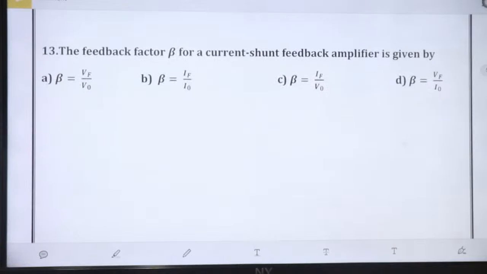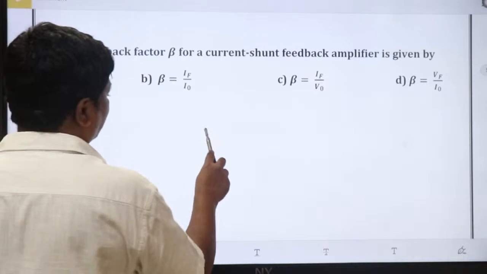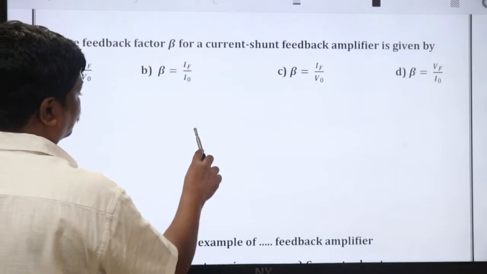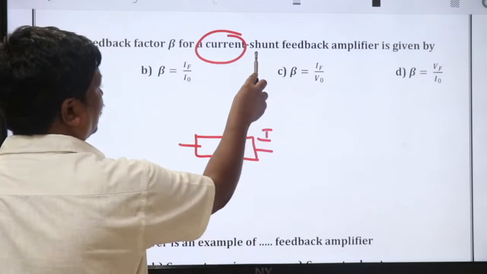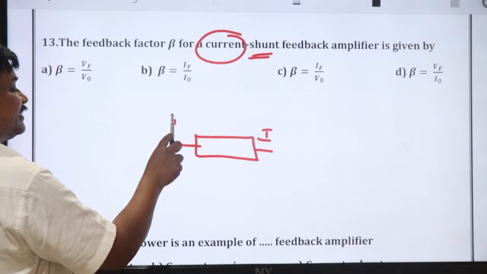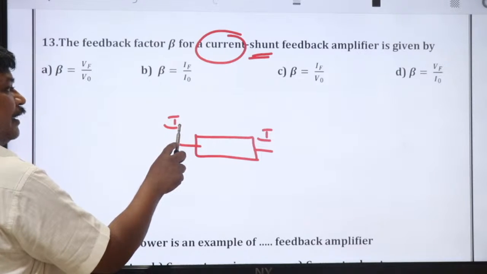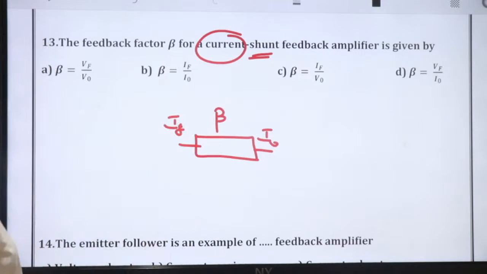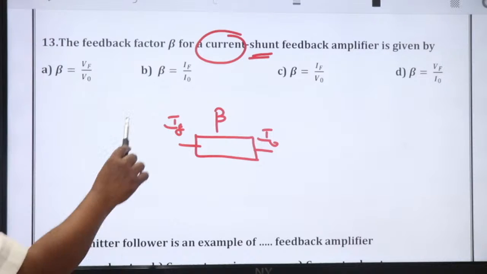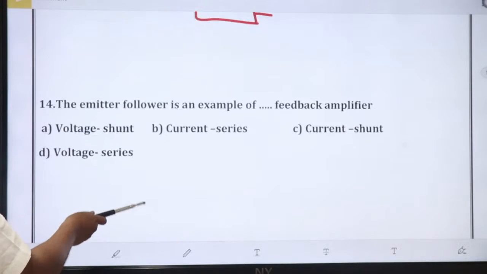The feedback factor beta of a current shunt feedback. Your beta factor is like this. You are taking current here. Shunt mixing means current mixing. So this is current, and this is also current. IF by I naught. Feedback factor beta is IF by I naught. Output by input will give IF by I naught.